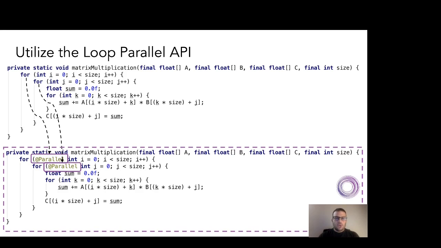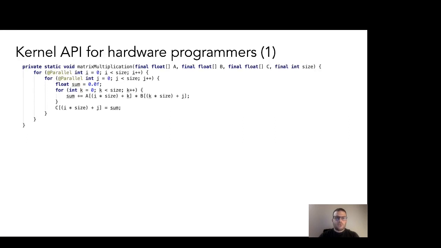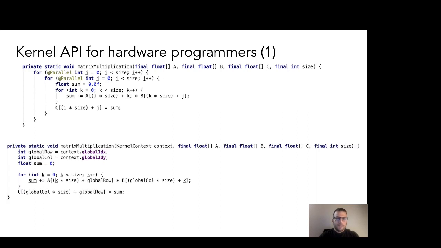Now let's have a look at how the second API can be used to express parallelism, the Kernel API. At the top we have the loop parallel API, and I want to show you how the Kernel API can be used for the same example. In this case, we see that we have the two for loops. So we use the kernel context object, which exposes the kernel API, and we actually use the context global IDX and global IDY, which correspond to the actual thread identifier in each dimension.